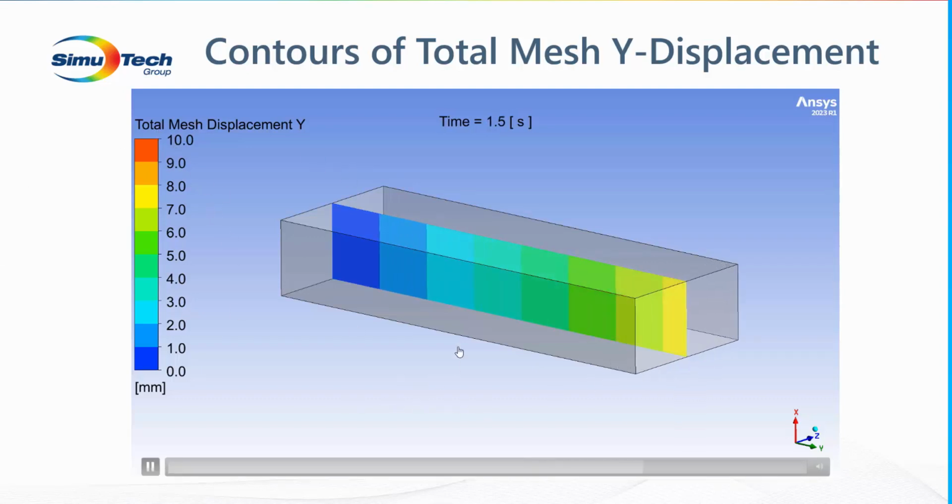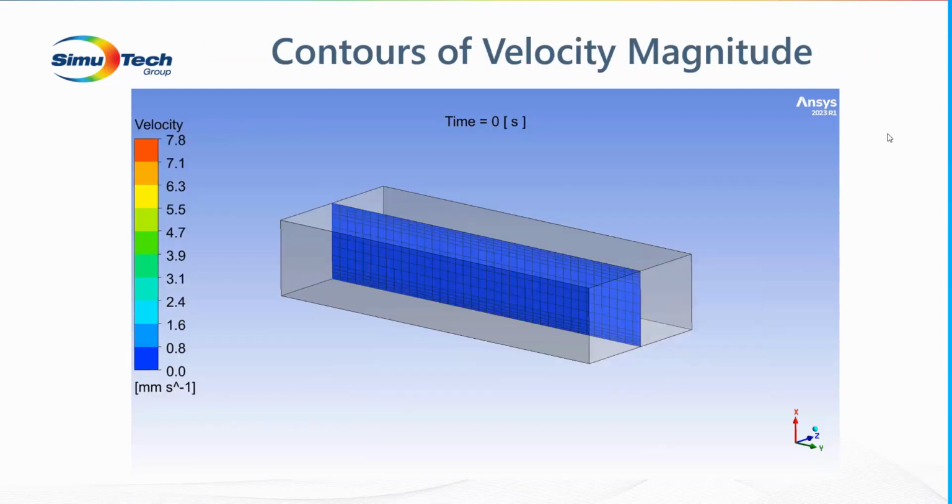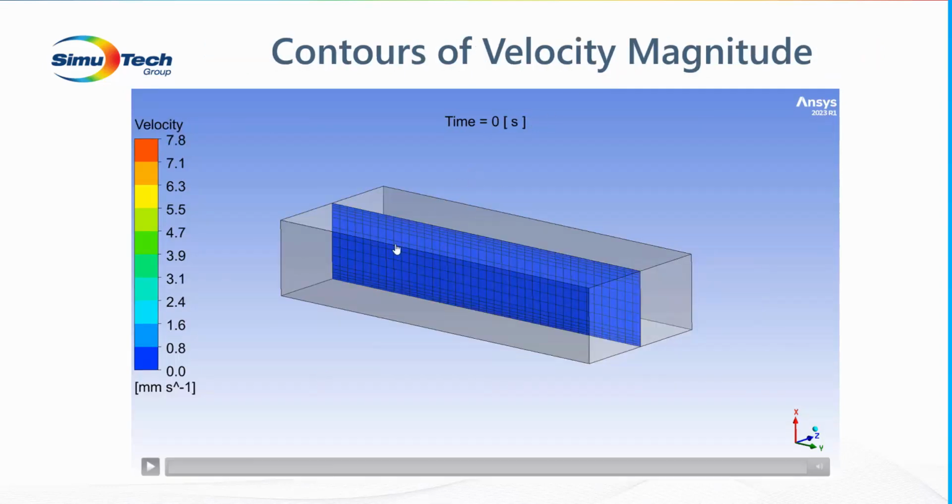It'll be up to 10 seconds, and it'll be symmetric once we reach that final time step. There we go. That looks good. Let's also look at the contours of velocity magnitude versus time, and we'll see how that looks.